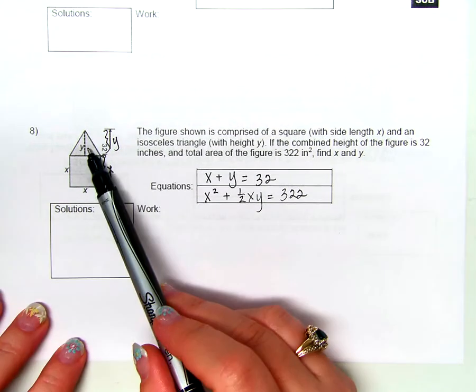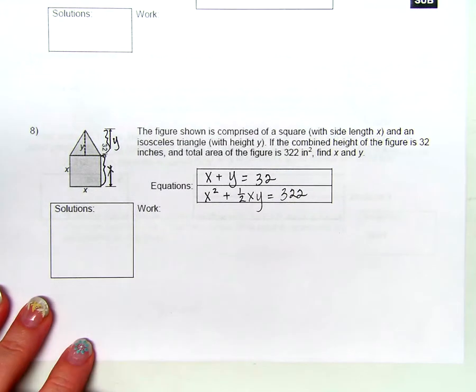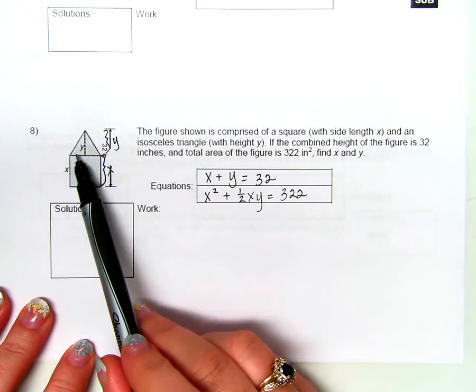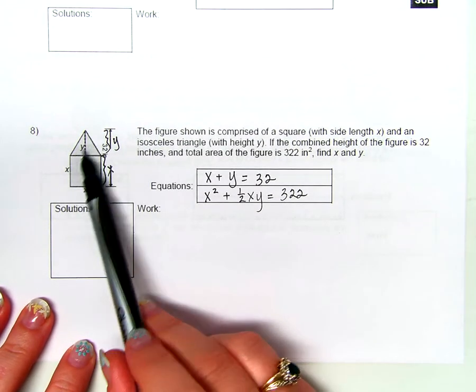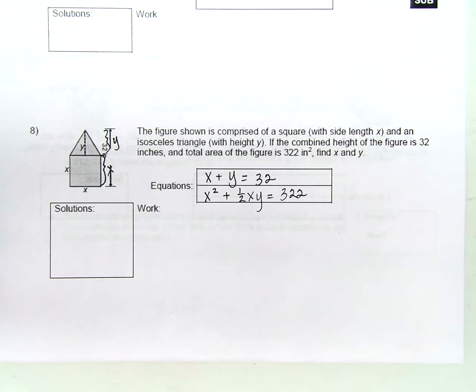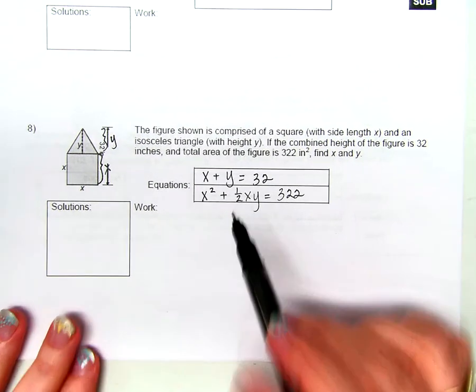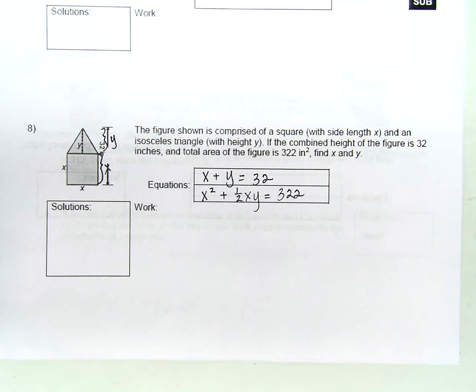The area of a triangle is 1/2 base times height. So 1/2 the base of the triangle, which is x, times the height of the triangle, which is y. Okay? So now what do I do with these two? What do I do with these two equations? Can we set them equal to each other?